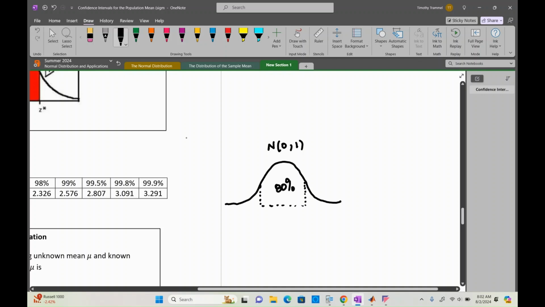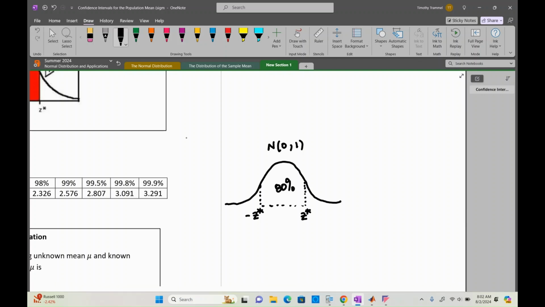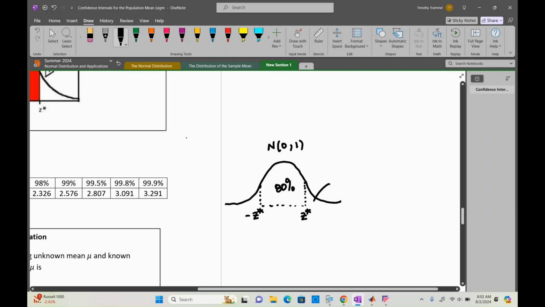So we want 80% of the data in the middle, and we want to find how many standard deviations we had to go to the left and to the right. So we're going to try to find the Z star value, and again, in order to do it, we're going to use inverse norm. But we should also note that if the 80% is in the middle, then we have 10% in each tail, which should total to 100%.